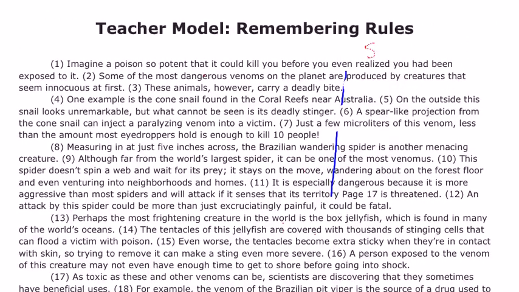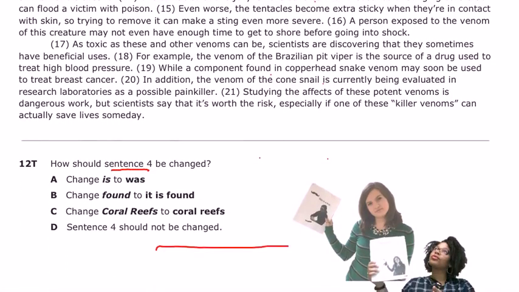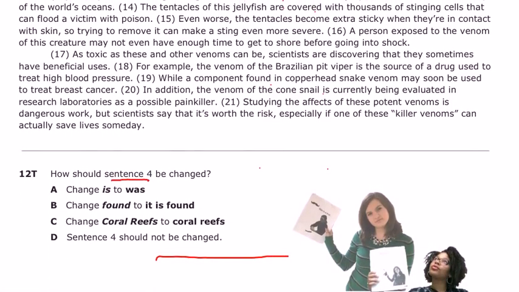I'm going to mark off sentence 4, and I'm going to read it and see if anything jumps out at me in terms of apostrophes or verb use. One example is the cone snail found in the coral reefs near Australia. Now, there are no apostrophes, nothing seems strange about the verb, so I have to consider option by option. So A says change is to was.